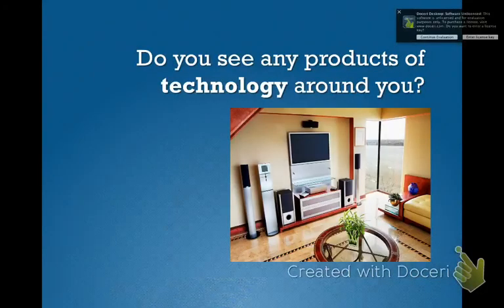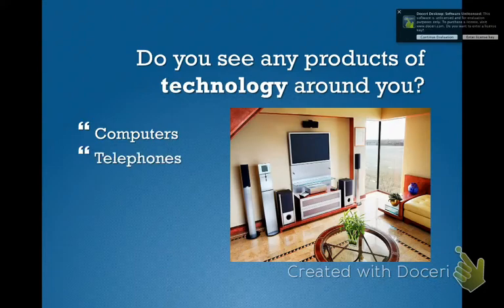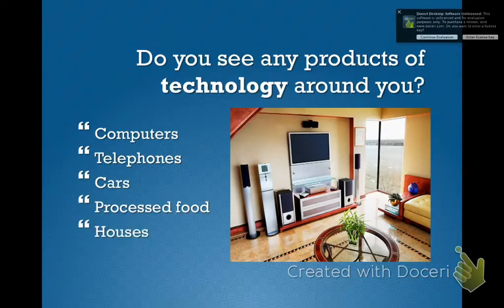So first I want you to look around and think of things that are part of technology. Just start thinking of things you might come across in your house, the school, places you visit. But here's some things that are products of technology. You get computers, there's telephones, what else do we see? Cars, even your processed food. You go to Walmart and you look at the canned food items. Houses. These are all products of technology.